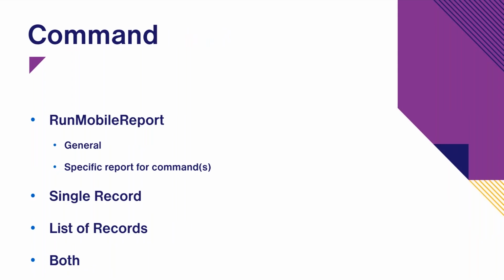When it comes to the command, it is possible to use the general run mobile report command, which launches some kind of a lookup where the user can choose which report he wants to run. Or it is possible to add multiple or one run mobile report command with a specific report, so that the user will see a command with the mobile report's name as the command name and can launch this report directly. This run mobile report command can be added to a view or to a form.